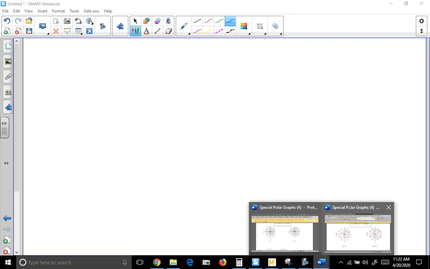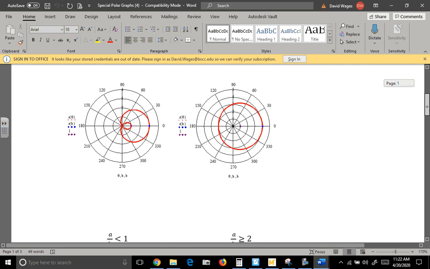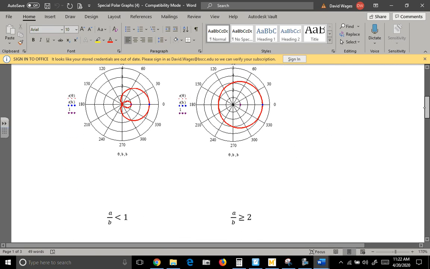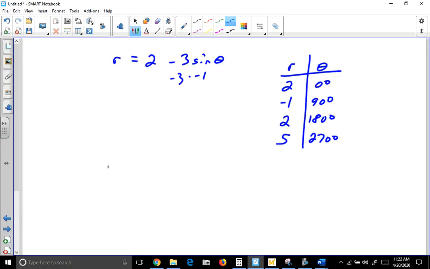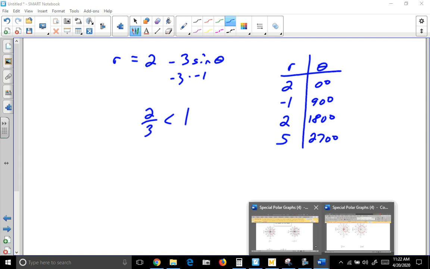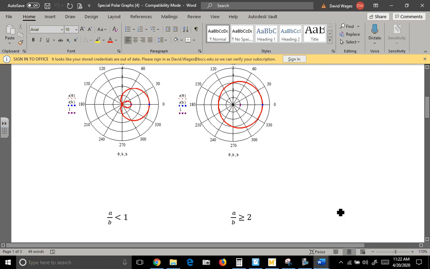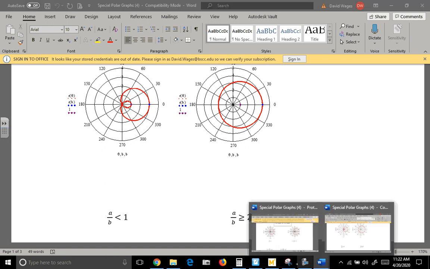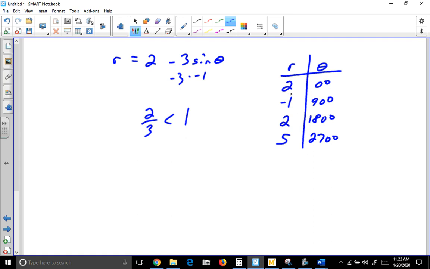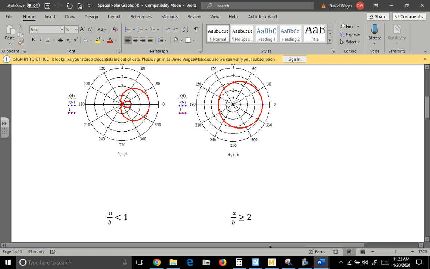Now if we look at our graph for our formula, if A over B is less than 1, and that's what we have here, then our graph is going to have this general shape. It's going to have this inner loop. Notice there's not a point in the opposite direction of this, and for our quadrantal points, none of those are actually at the origin. If we go back and look, none of our quadrantal points are at the origin. That doesn't mean there's not a point at the origin, it's just not one of the quadrantals.